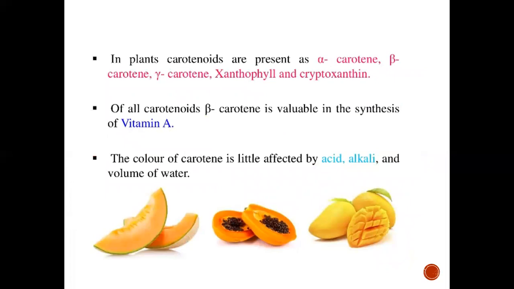Then in plants, carotenoids are present as alpha carotene, beta carotene, gamma carotene, xanthophyll, and cryptoxanthin. Among all the carotenoids, beta carotene is the most important, especially for the synthesis of vitamin A. They are not much affected by acid, alkali, and amount of water, because in carrots, even when you are making curries out of carrot, not much of a color change is there. It is water insoluble also, so it doesn't leach away the color, and it doesn't make much of a difference to the color of the foods.